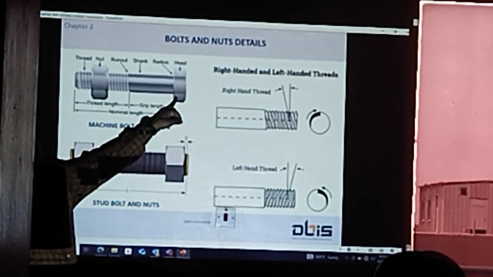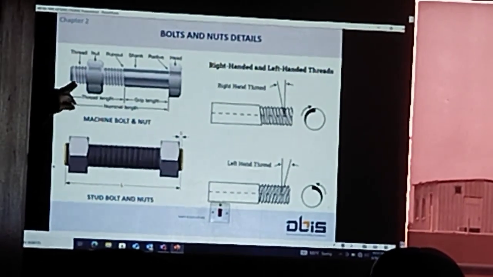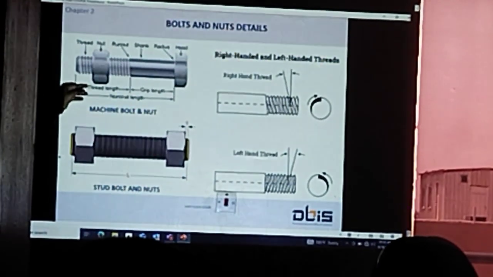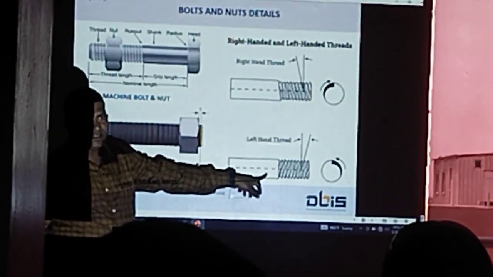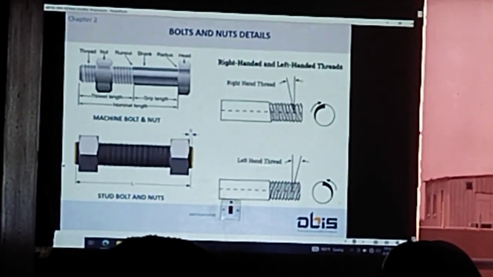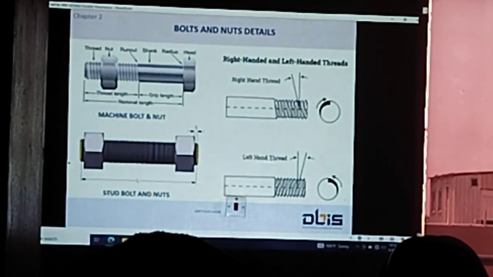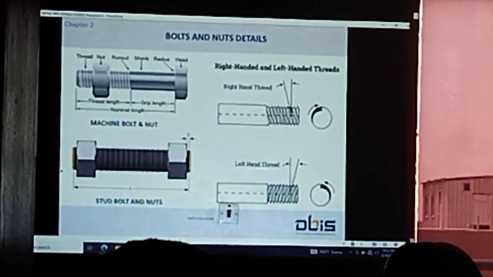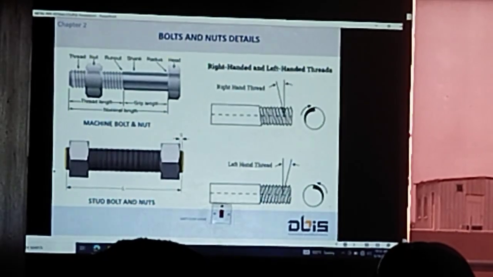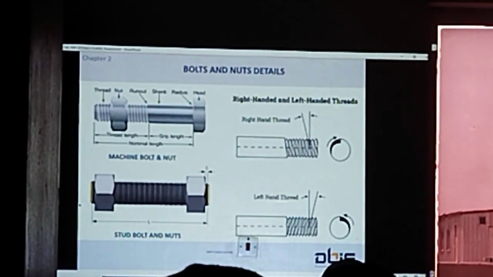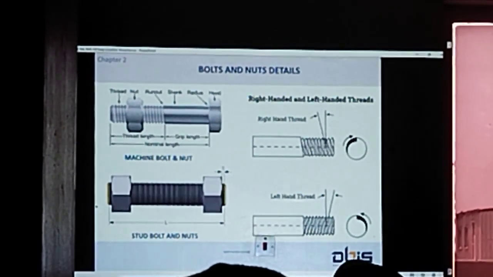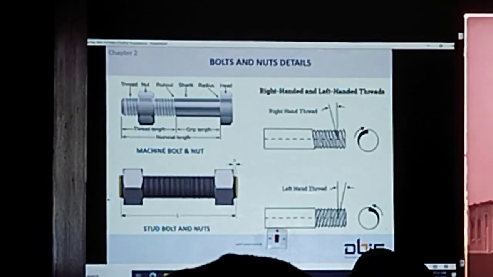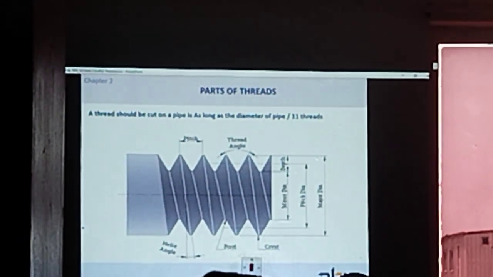One side is fixed, and on the other side you will use one more man. In these threads we have right hand threads and left hand threads. Right hand is clockwise, like a clock. Left hand is anti-clockwise. For acetylene it will be left hand threads. For oxygen it will be right hand threads. Clear? One question will come from this.